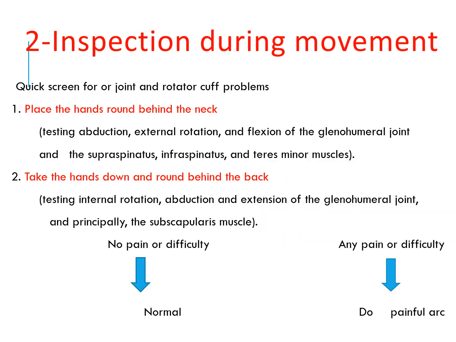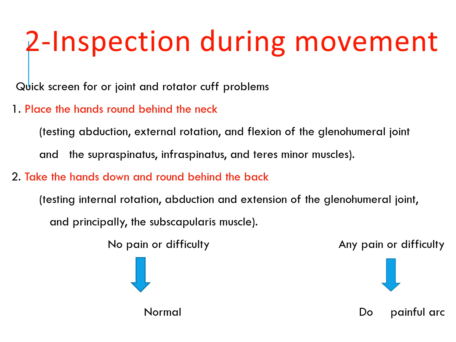Inspection during motion: a quick screen for joint and rotator cuff problems. Firstly, you place the hands behind the neck. So you test for abduction, external rotation, and flexion of the glenohumeral joint and the supraspinatus, infraspinatus, and teres minor muscles. Take the hands down and round behind the back, testing for internal rotation, abduction, and extension of the glenohumeral joint, and principally the subscapularis muscle. If there is no pain or difficulty in this motion, this is a normal joint.